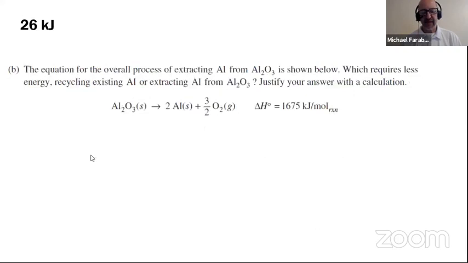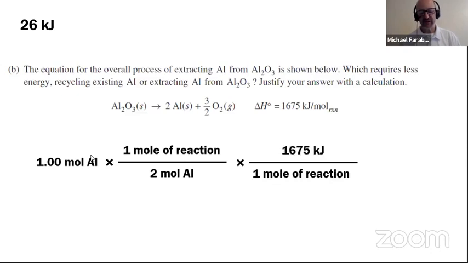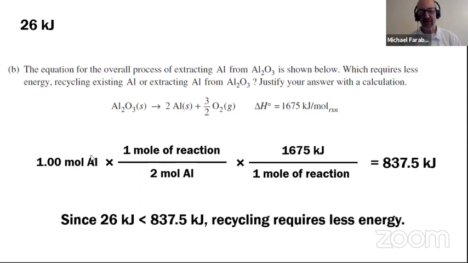Here they give us a chemical equation for extracting it from aluminum oxide, the ore. Now, it requires 1,675 kilojoules for every 2 moles of aluminum. So 1,675 kilojoules for every 1 mole of reaction, which is for every 2 moles of aluminum. That's 837.5 kilojoules. Since 26 kilojoules, which is the recycling, is much less than 837.5, recycling requires less energy than extracting.